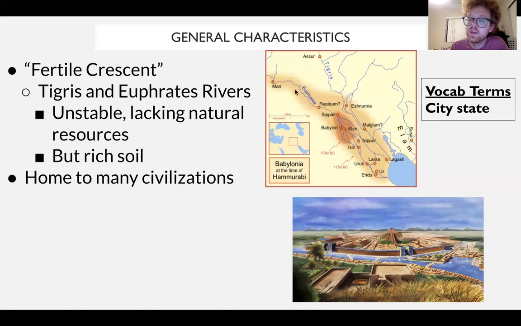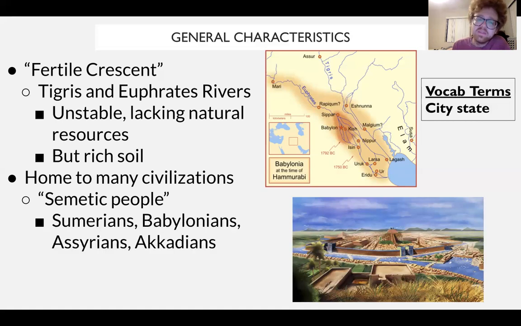Mesopotamia in Greek, it refers to the land between the two rivers right here. And we call these people, if we are to call them in an ethnic kind of category, the Semitic people. And they're referred to by different names, or there are different civilizations, distinct civilizations that occupy this same area. You have the Sumerians, you have the Babylonians, the Assyrians, the Akkadians. We have the ancient Israelites that also emerge from here. We'll talk about them a bit more in chapter 3.